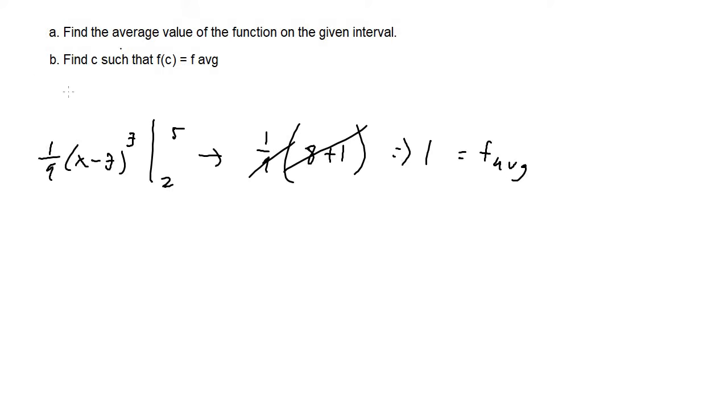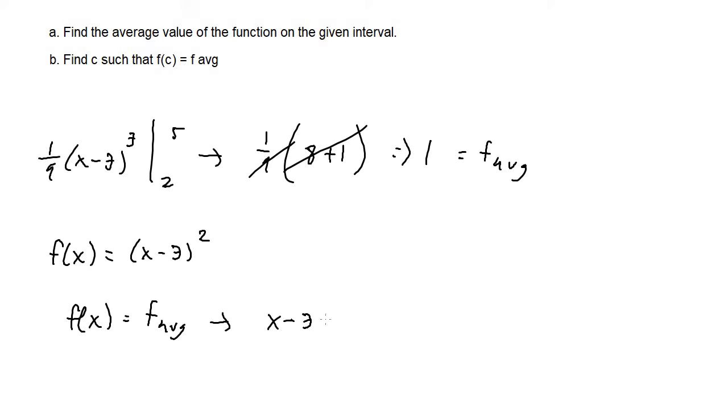Now for part B, we need to find c such that f of c equals f average. Now remember, the original function given to us was f of x equals (x minus 3) squared. So all we have to do is set f of x equal to the average value and then solve for the x value. So in this case, we're going to set (x minus 3) squared equal to our average value, which we just found to be 1. And as mentioned before, all we have to do now is solve for x.